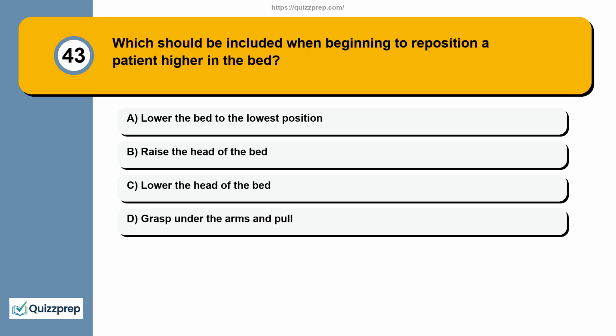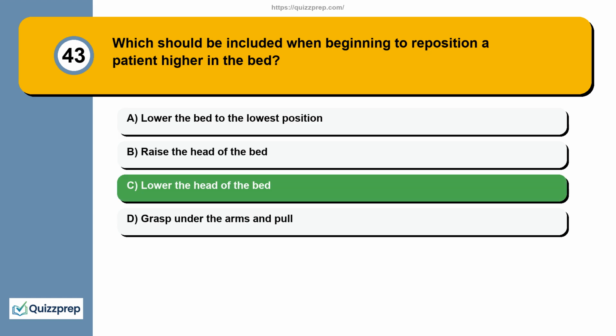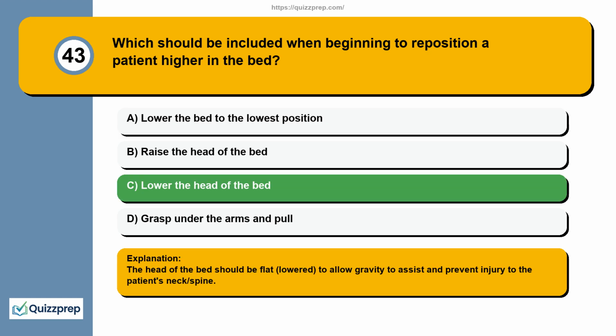Question 43. Which should be included when beginning to reposition a patient higher in the bed? Lower the bed to the lowest position. Raise the head of the bed. Lower the head of the bed. Grasp under the arms and pull. The head of the bed should be flat, lowered, to allow gravity to assist and prevent injury to the patient's neck/spine.